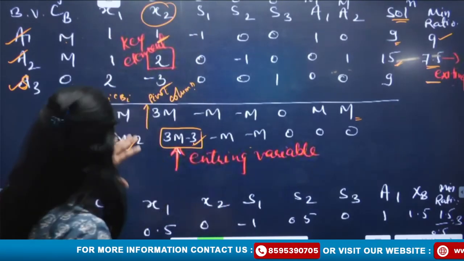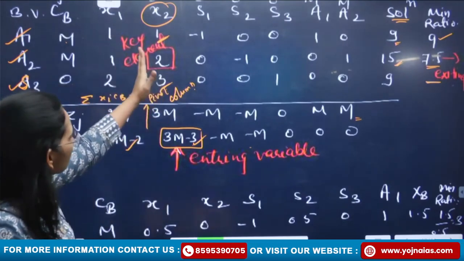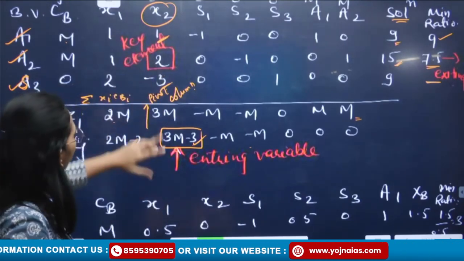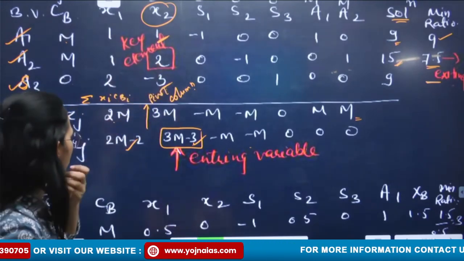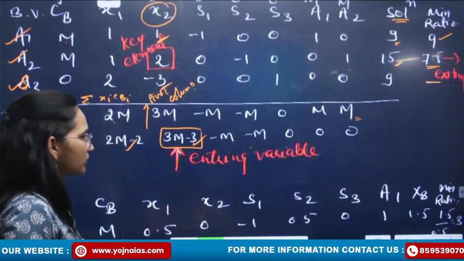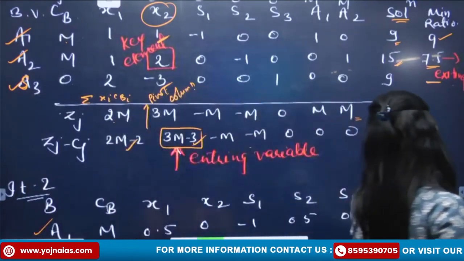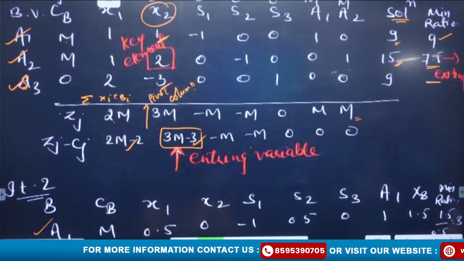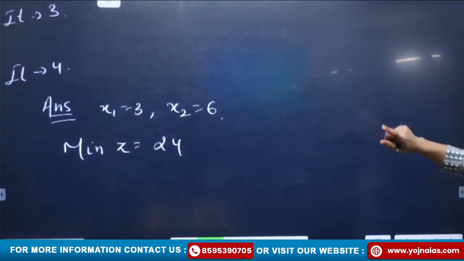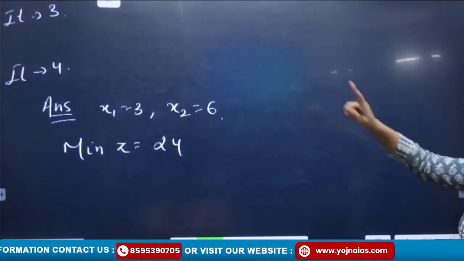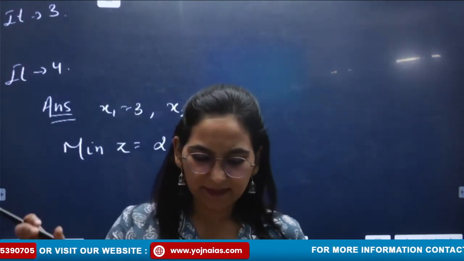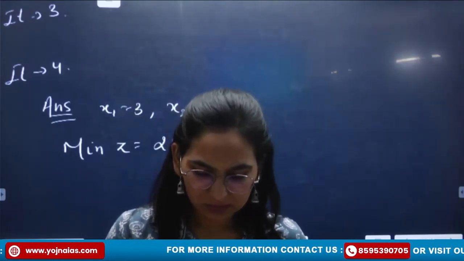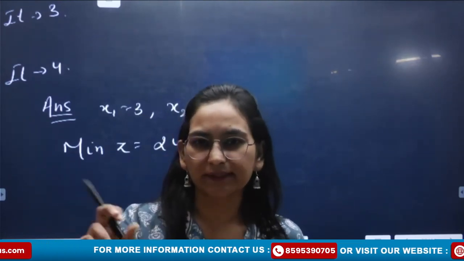And next iteration would be formed. There what do we have to do? Make this column 1, and as soon as you make this column 1, the others 0. So you will make them 0, this is going to be your iteration. And from here, this time your A1 would exit, and something else will enter. Write the third iteration, and the fourth iteration will also come. After that all your Zj minus Cj would be positive. Not positive, negative. Either negative or zero.